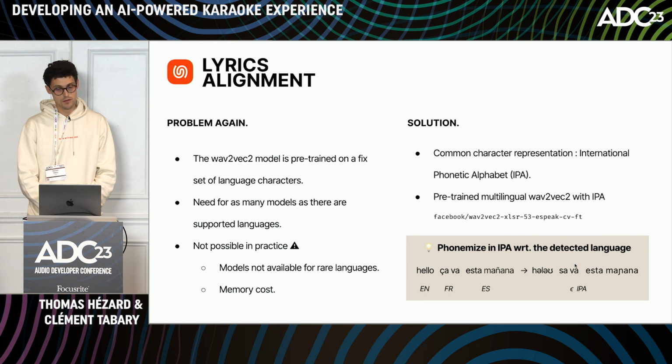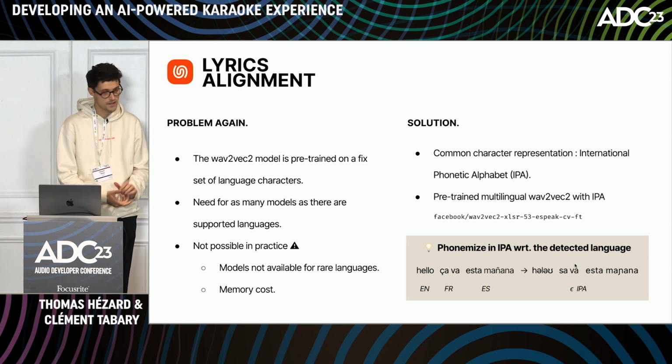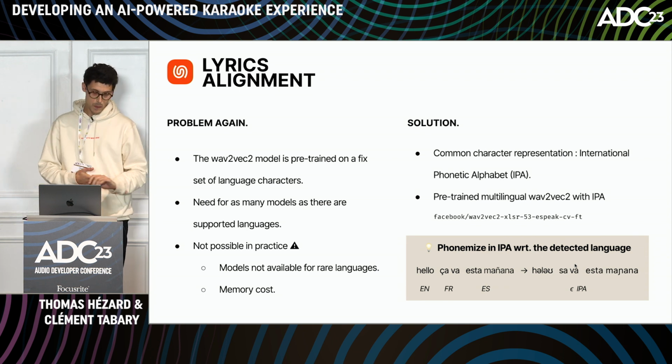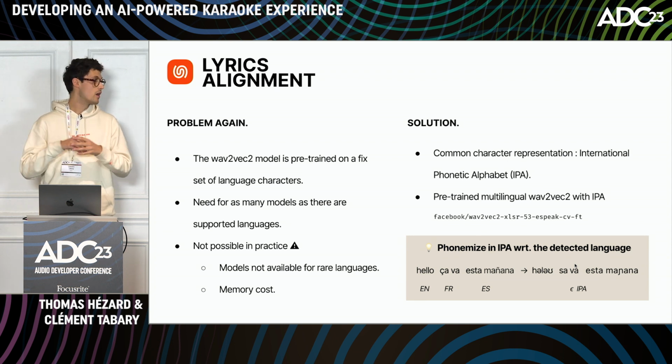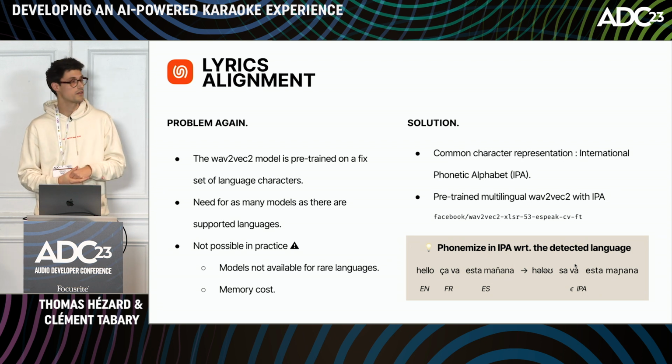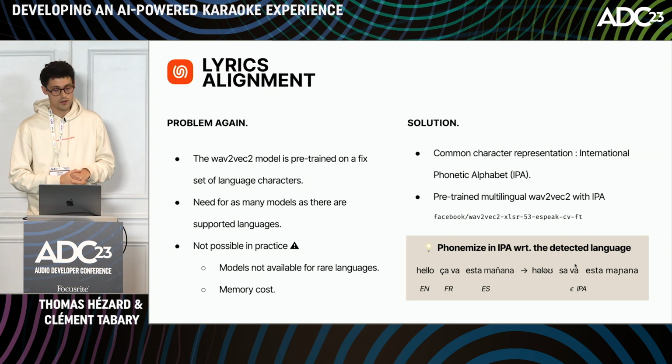So if you followed correctly, there's still a hitch with this. We had this backtracking and then alignment for English only, because Wave2Vec2 was pre-trained on English only. How to handle all the languages we support already with the transcriber from Whisper?